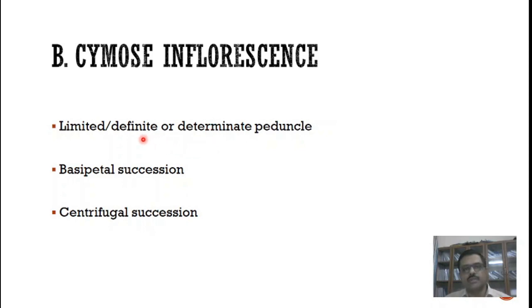So cymose inflorescence consists of a peduncle which is limited, definite, or determinate, and the growth of the peduncle ends or ceases with the formation of a single flower.